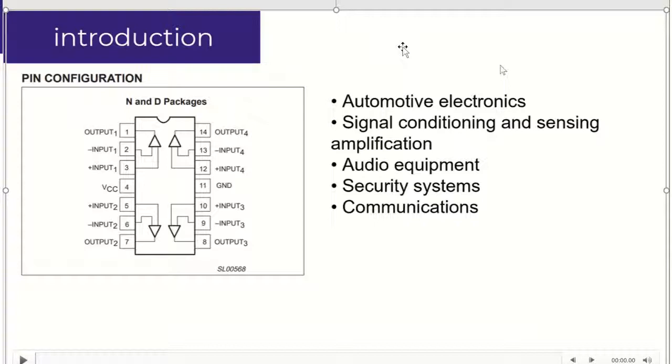Some of the applications of this amp include automotive.